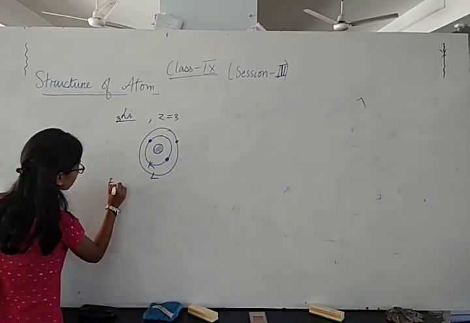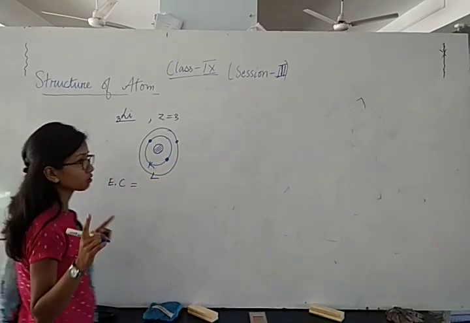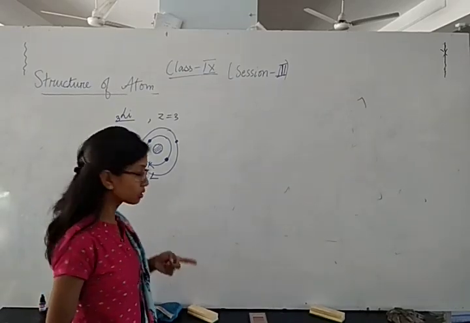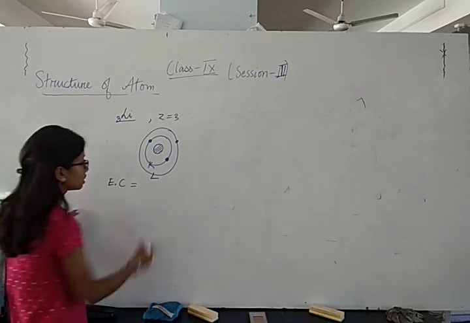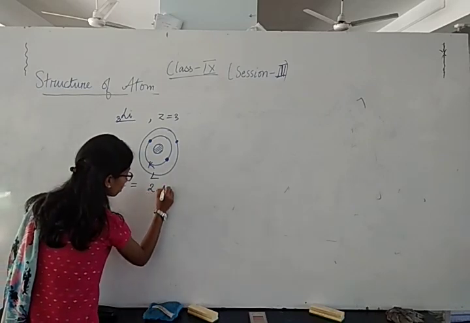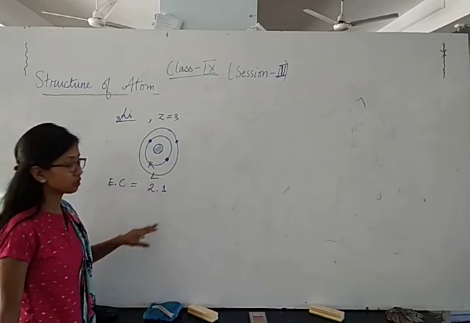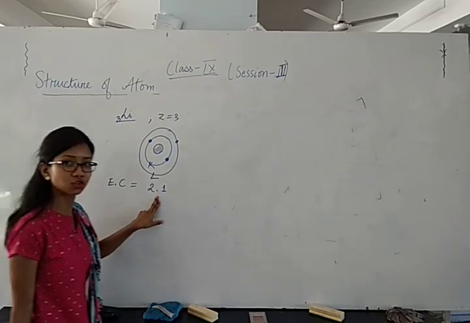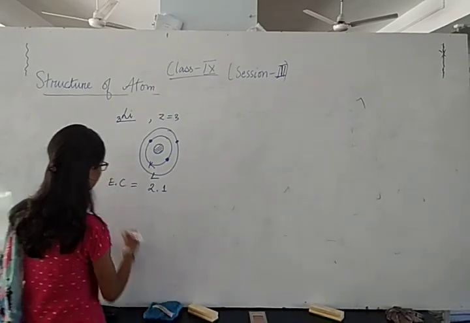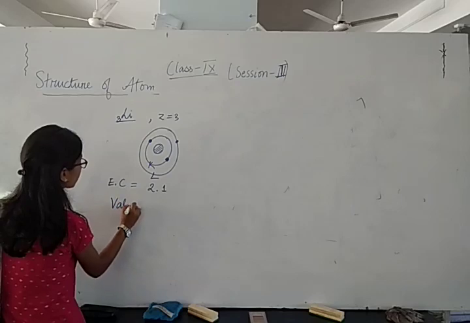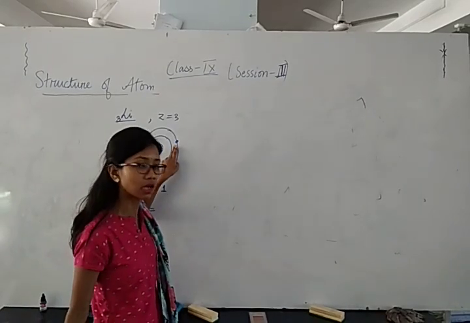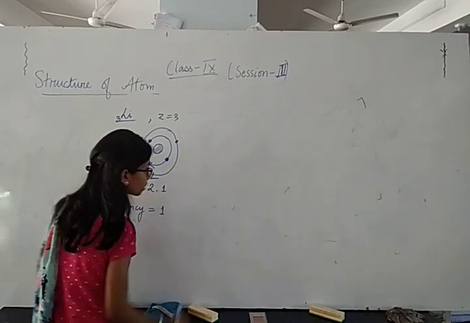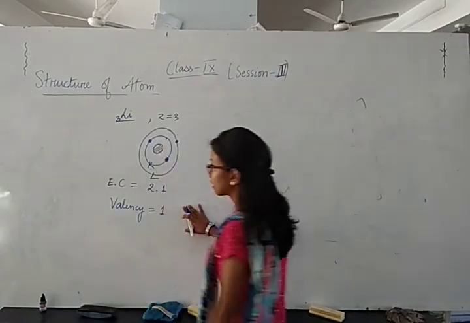Okay, the electronic configuration, EC. I told you in the last class that the electronic configuration is written as EC. EC is equal to 2, 1. So this is the electronic configuration of lithium, 2, 1. And the valency: since only 1 electron is present in the outermost orbit, the valency will be equal to 1. I think it is clear.